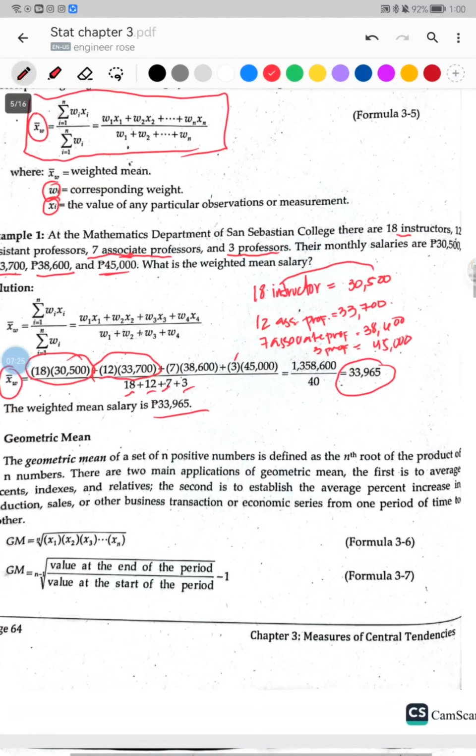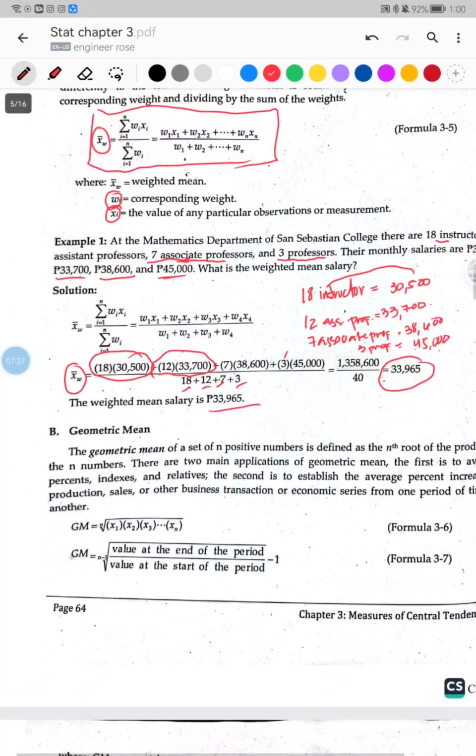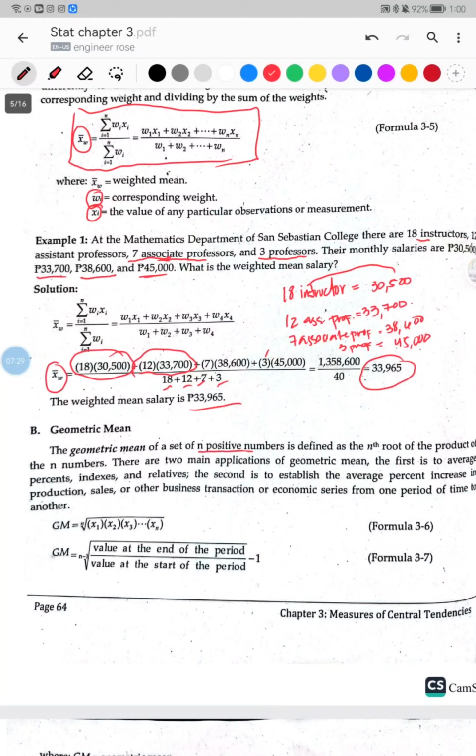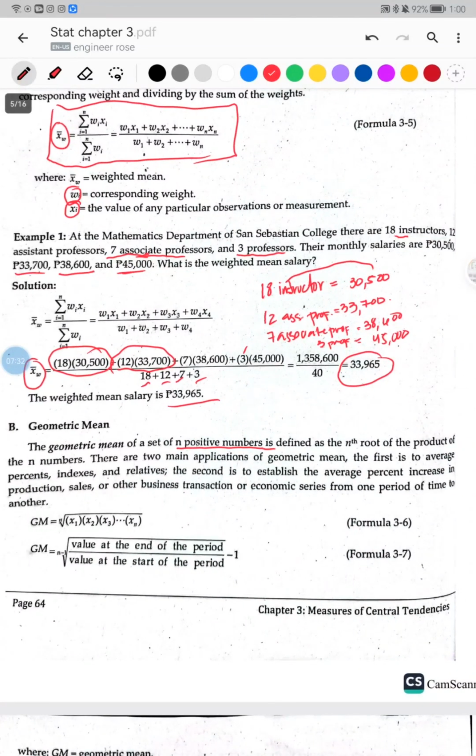This is easy. The geometric mean of a set of n positive numbers is the nth root, or mostly the square root, of the product of the n numbers. There are two main applications of geometric mean. The first is the average percent, indexes, and relatives. The second is to establish the average percentage increase in production, sales, or other business transactions.